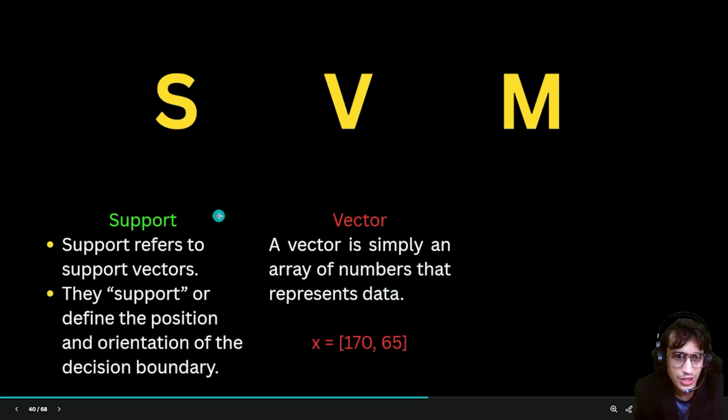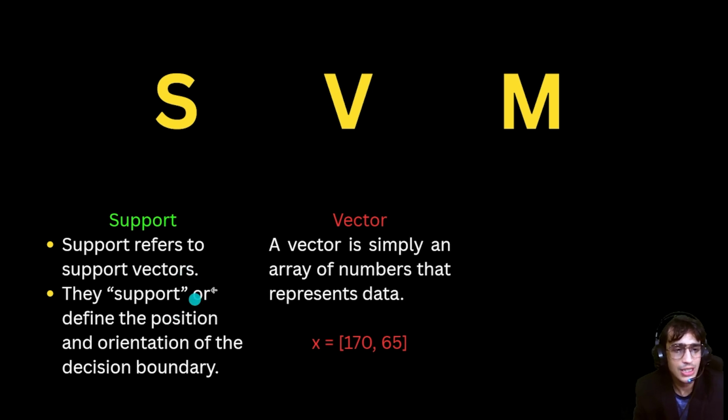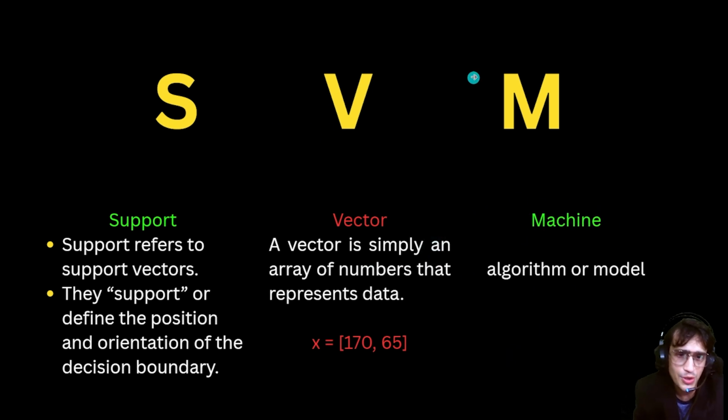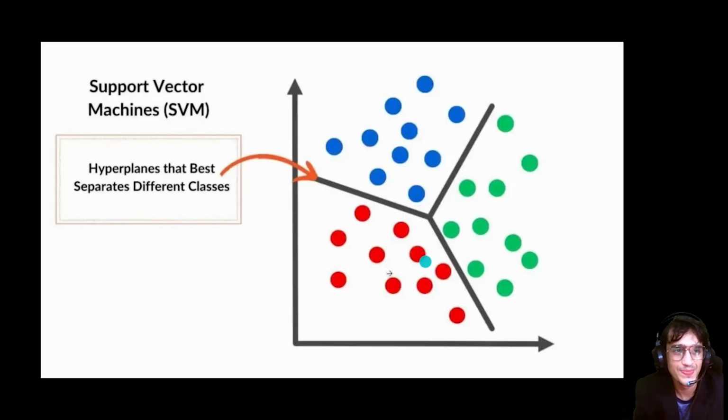And what is the meaning of support? Support refers to support vectors. These support vectors define the position where our hyperplane or boundary will be set. If you don't know what a hyperplane or boundary is, don't worry, we will cover it in this video. Machine. Machine is nothing but just an algorithm or model. So support vector machine means that we use support vectors and a machine to predict an output. So this is our SVM, or support vector machine.